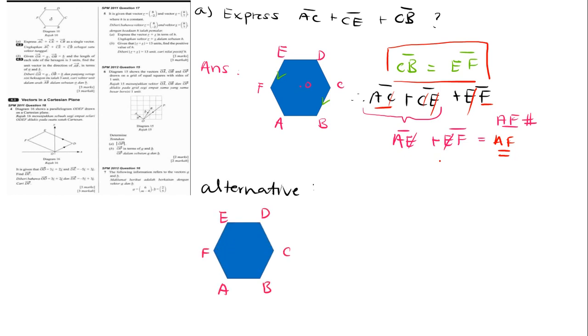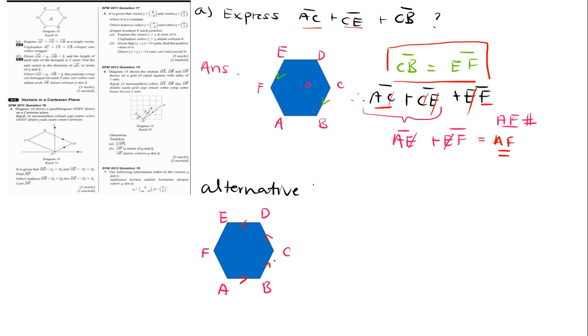The alternative you can see over here. The alternative is how? AC, when you want to travel from A to C, is the same thing as you travel from A to B and B to C, right? This is for the AC. How about for CE? When you want to travel from C to E, you can travel from C to D first and then D to E. And how about CB?